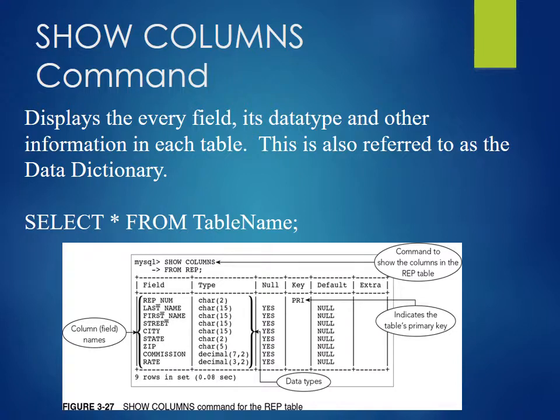Also known as displaying the data dictionary, the show columns command has the syntax of the keywords show columns from and then the table name, complete with our semicolon. This particular command allows you to display every field, its data type, and other information in each table.